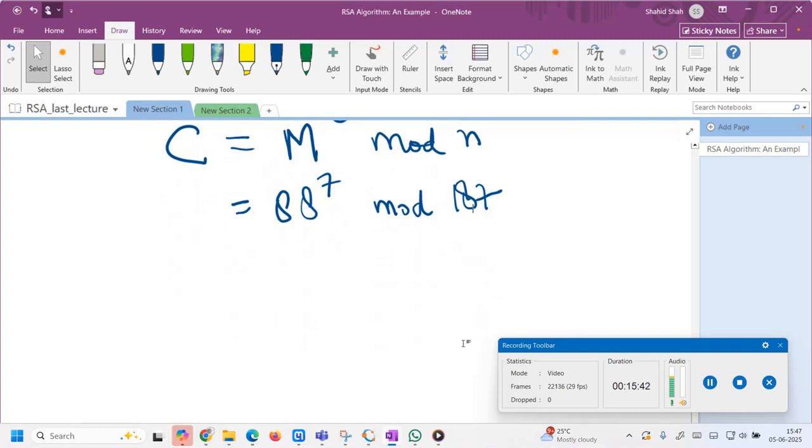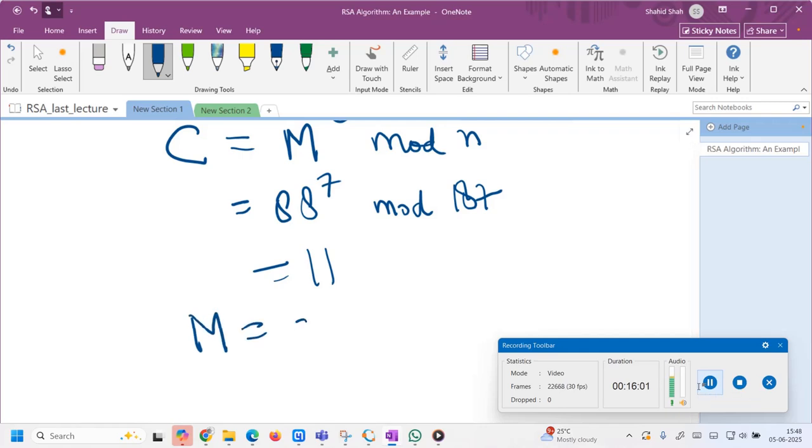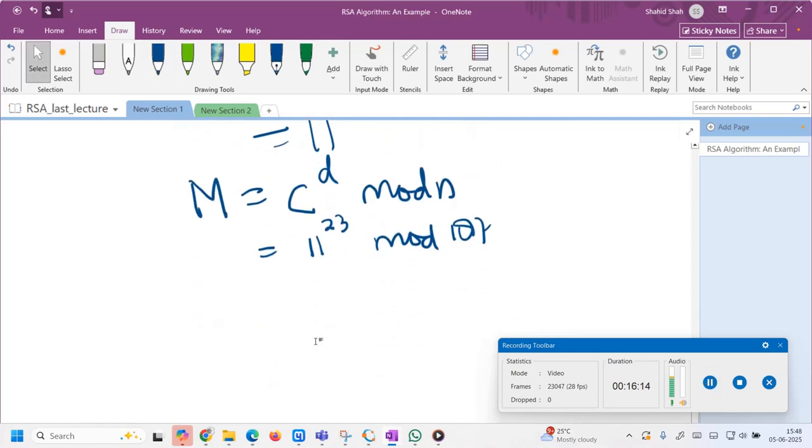Now at this point I will not spend time here. I again request you to go back to the mathematical preliminary video. There you will find we have done this in detail, how to do such exponentiations using modulo operations. Based on that, you will get this to be equal to 11. Now if you want to get back m, that is c to the power d modulo n, which here is 11 to the power 23 modulo 187. Again following the same technique, you will see that this will be equal to 88.